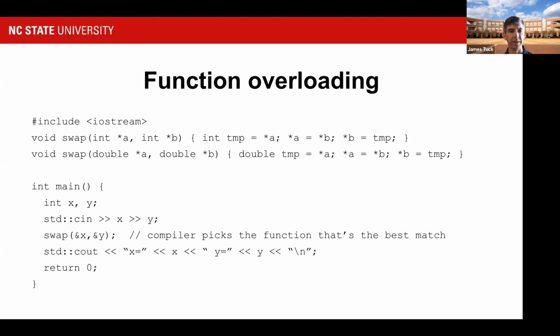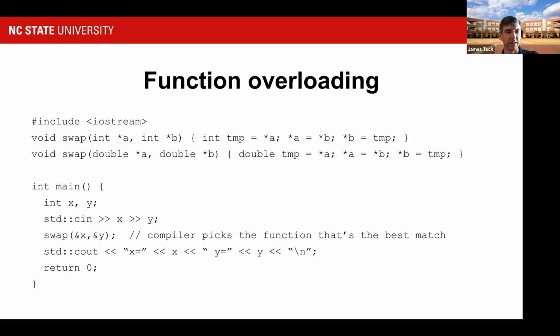Okay, so here's my implementation of these two swap functions. I have swap that takes integer pointer A and integer pointer B, and using some temporary variable, I swap the contents of the locations they're pointing to. And then I do the exact same code using doubles. So the code works exactly the same way, just different types. All right, and then down here in main, I get an X and Y from the input, and then I call my swap function to swap them around, and then I can print them back out and show that they're swapped.